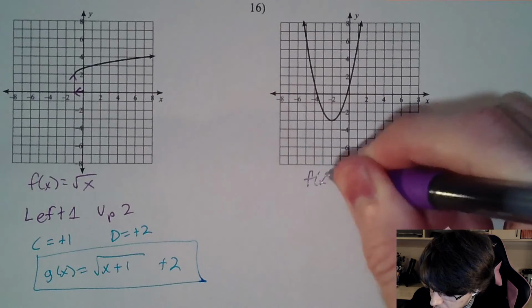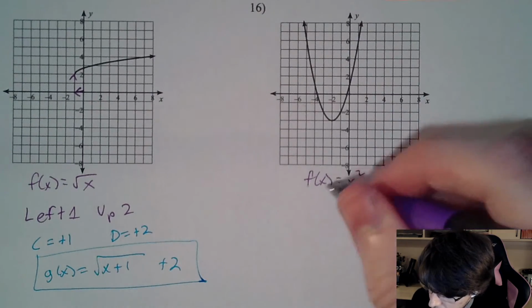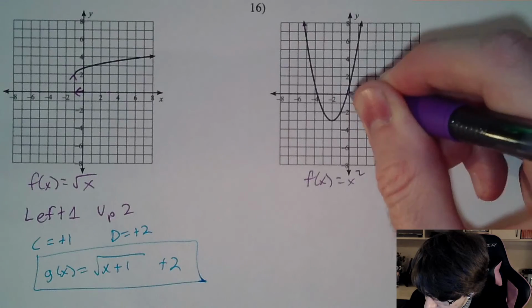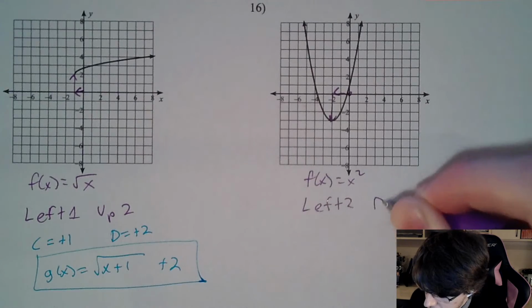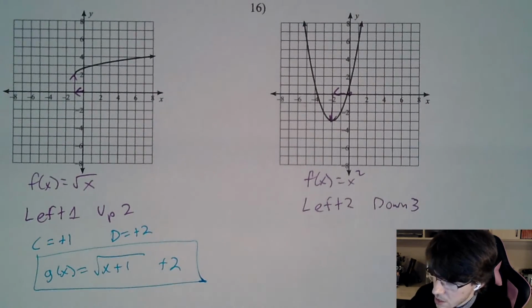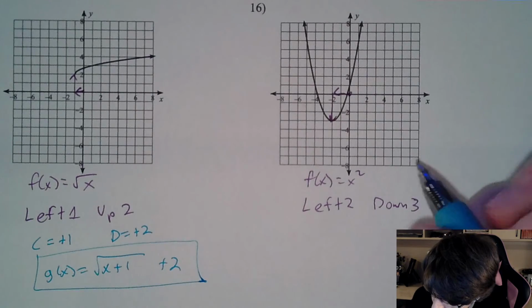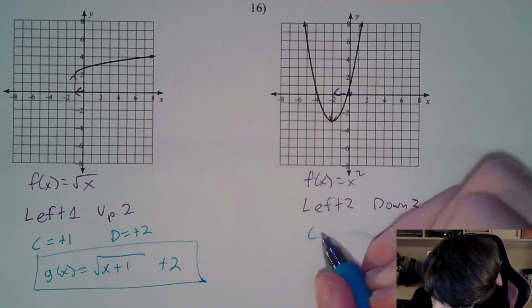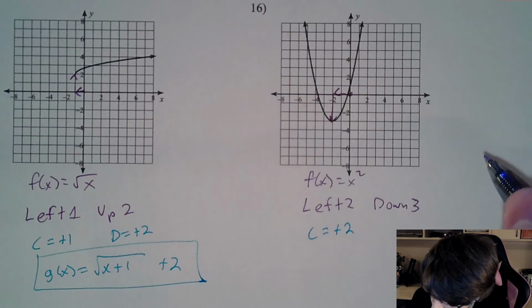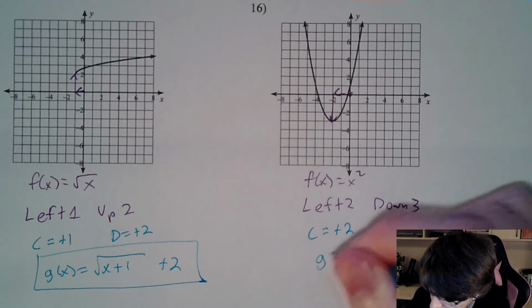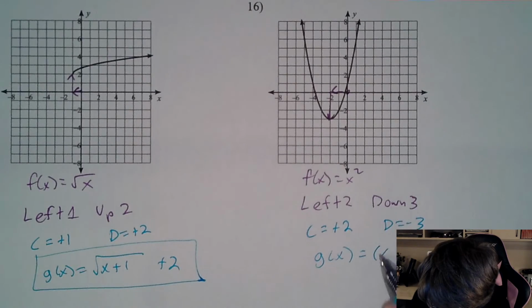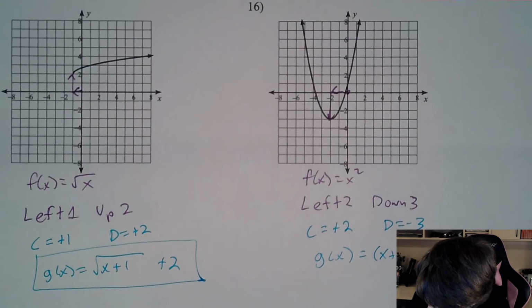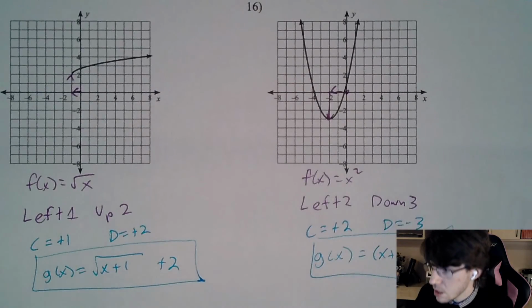So hopefully you paused the video and did all the work. But here we go. We have f of x equal to x squared. There's our happy face. We also noticed that we went left 2 and down 3. So that's going to be C equal to +2. Be careful. And down 3, D is equal to -3. Final answer, g of x is going to be equal to, remember whenever you have C, you need parentheses, (x plus 2) squared minus 3.